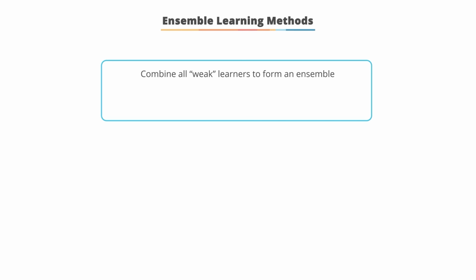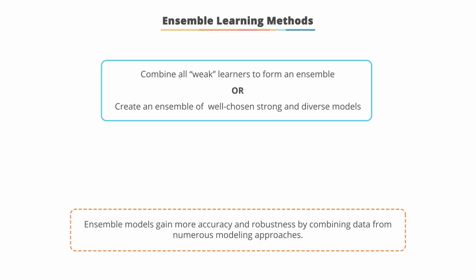Ensemble Learning Methods Part A. You can create an ensemble by combining many weak learners. Once weak models are properly combined, we can obtain more accurate and/or robust models. You can also create an ensemble of well-chosen, strong, and diverse models. By combining data from numerous modeling approaches, ensemble models gain more accuracy and robustness than a fine-tuned single model can gain.